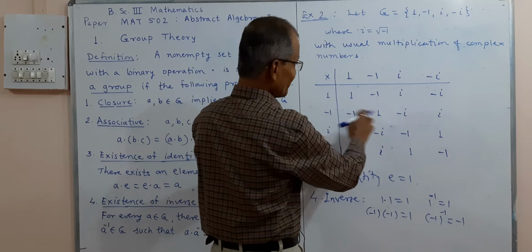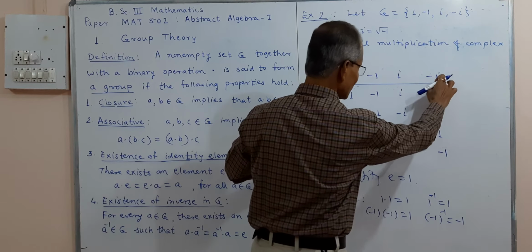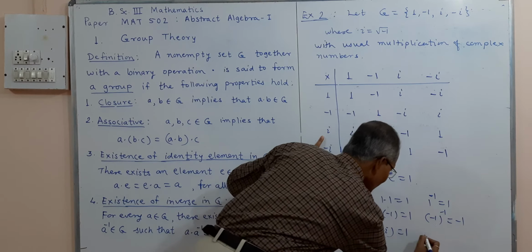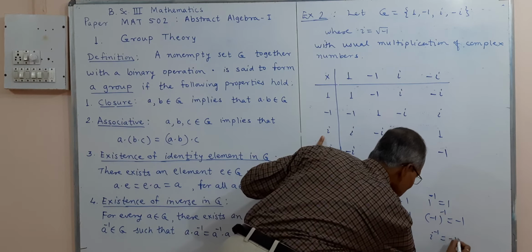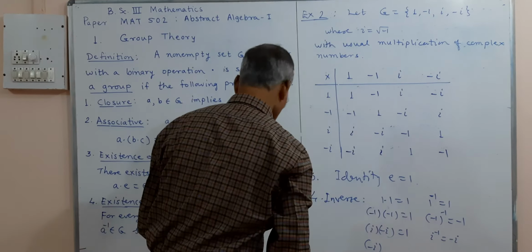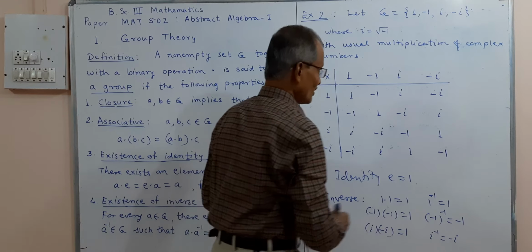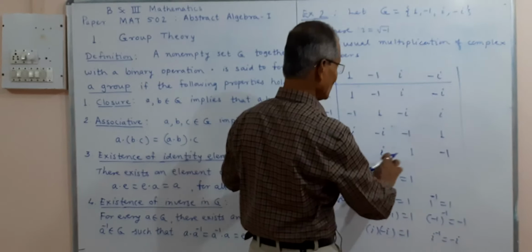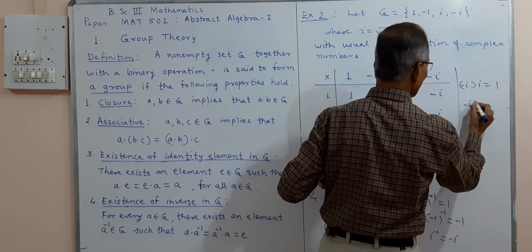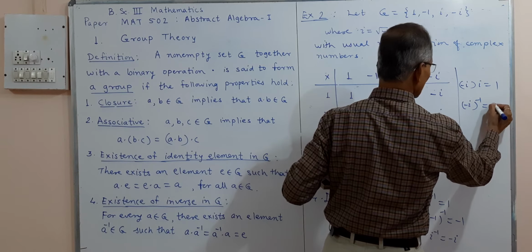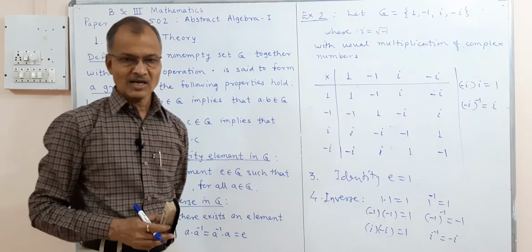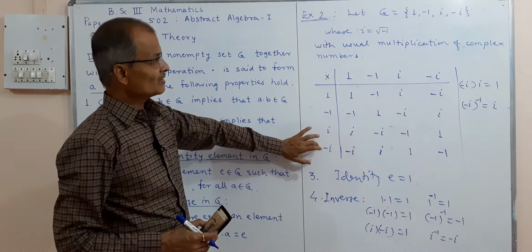Similarly, i into which element is 1? So i into minus i is 1, and therefore the inverse of i is minus i. And minus i into which element? You may observe minus i into i is 1. Therefore the inverse of minus i is i. So when the product results in the identity, the two elements are inverses of each other, and thus this is a group.